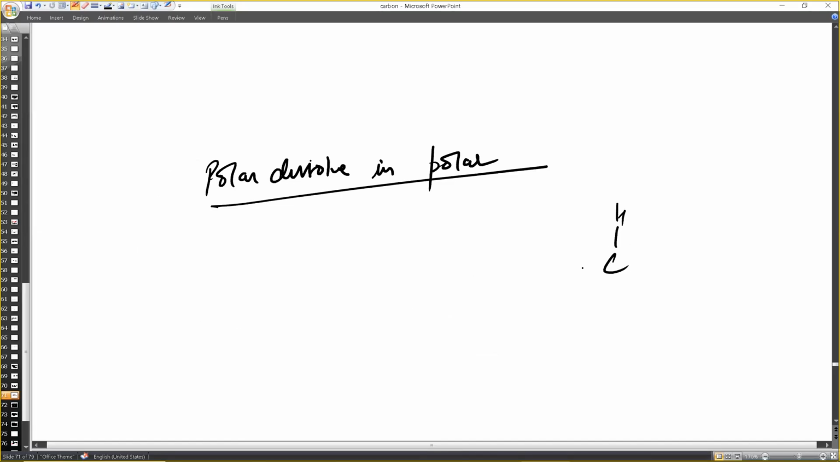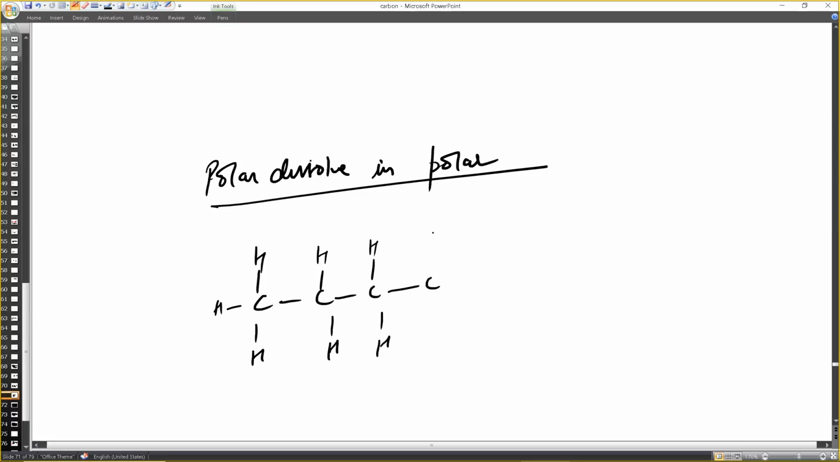Like carbon and hydrogen making a bond. So carbon is not so powerful that it will attract the bonded pair of electrons towards itself. So it will not have any charge, like it will not have slightly positive and slightly negative charge. So covalent compounds like hydrocarbons, or hydrocarbon chains, are non-polar in nature. So this long chain of carbon is non-polar in nature.